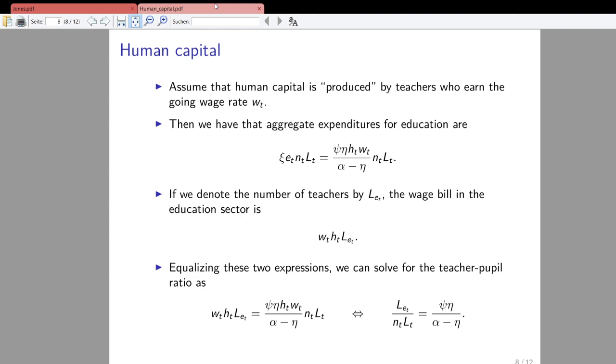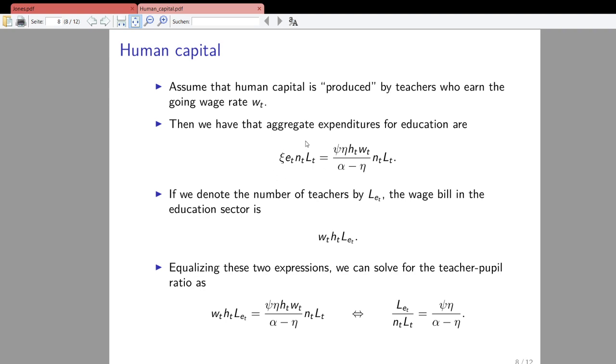And the necessary step in doing so is that we need to model how human capital is actually produced out of education expenditures of parents. And we assume here that human capital is, quote unquote, produced by teachers who are earning wage rate W. Now we can determine equilibrium in the education sector basically, where first of all we compute education expenditures.